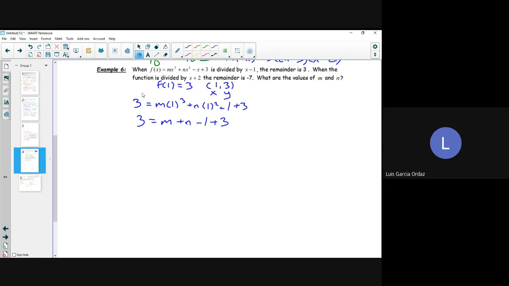So if we move all the numbers over to one side, what does it simplify to? m plus n is equal to what? 1. So this is our first equation.